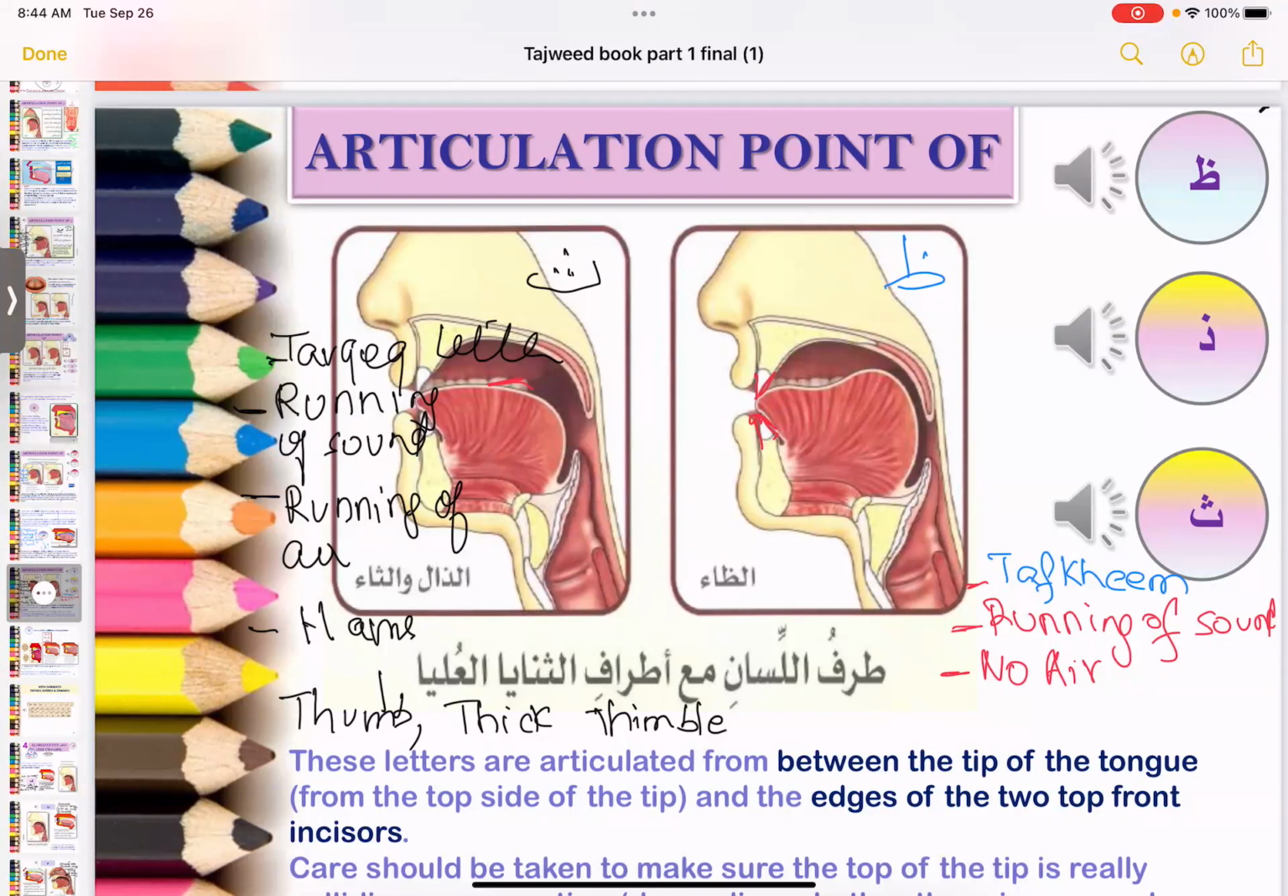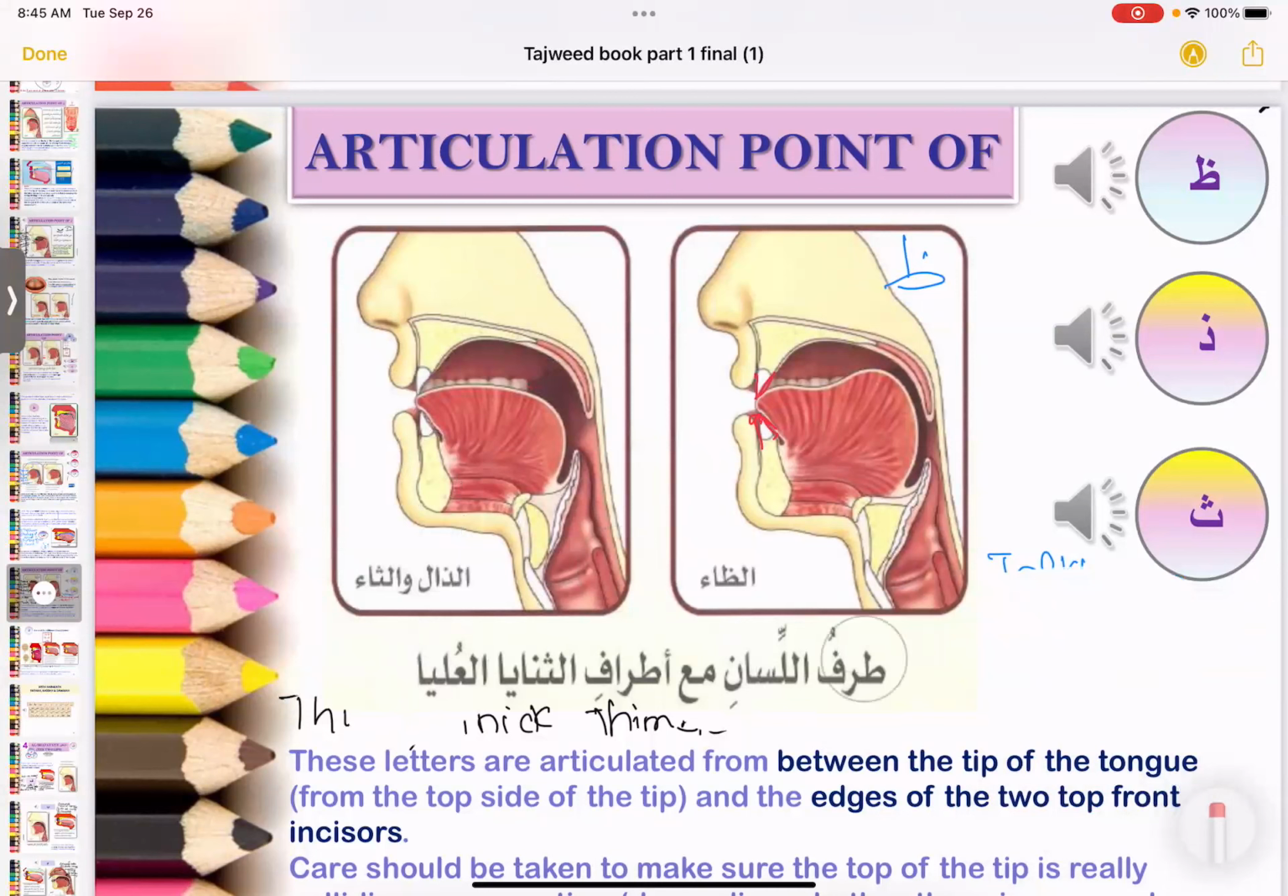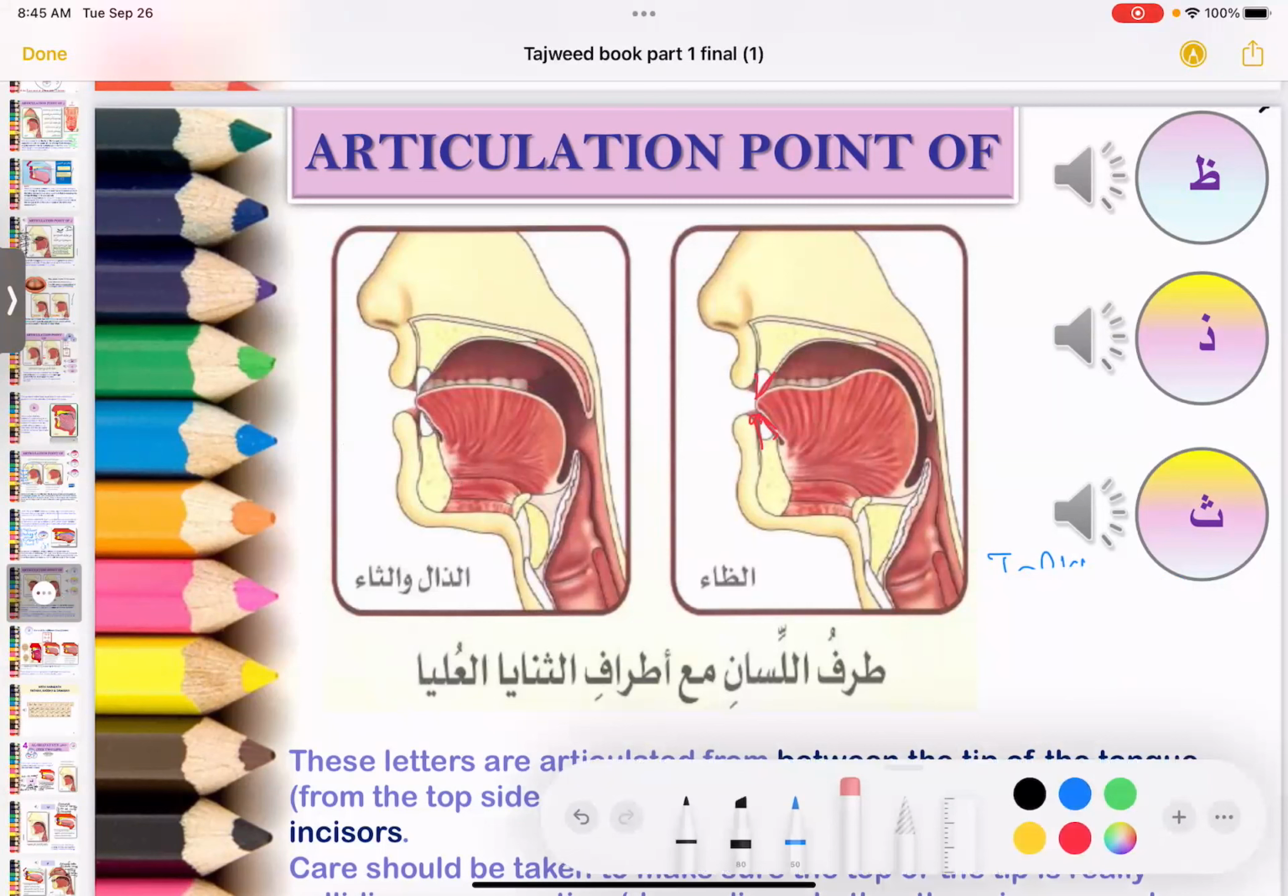A better way to understand it is this: stick your tongue out, just the tip of your tongue, not the whole tongue. Stick your tongue out between your upper and lower teeth, but try to rub the tip of the tongue against the edge of the top teeth. Now, if you look at the picture here, it will make this clear for you. You will see the tip of the tongue here. I'm going to highlight it for you.